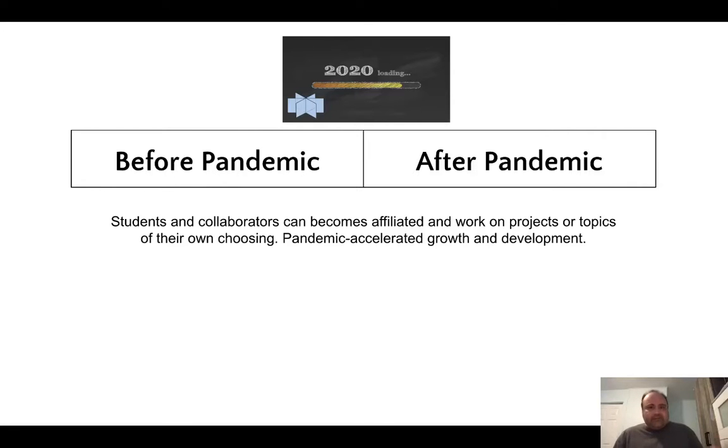So throughout our history, students and collaborators can become affiliated with us. They can take Orthogonal Research and Education Lab on as an affiliation and work on projects or topics of their own choosing. It could be people who are independent researchers. It could be students who want to build up some expertise in an area. It could be lifelong learners. It could be retired professors even. And they can take on the affiliation and work with our collaborators and use our infrastructure to do great things. And so the pandemic really accelerated our growth and development.